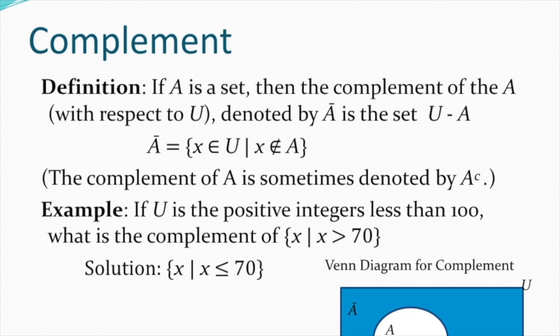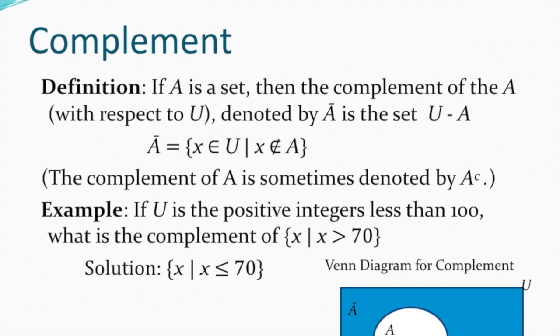So, in this case, by the definition of the complement, X should belong to U, and by definition everything belongs to U, where now this X should not be an element of A. Now I will define what we mean by U, because U could stand for any set. If you now denote the positive integers less than 100, what is the complement of the set where X is greater than or equal to 70?